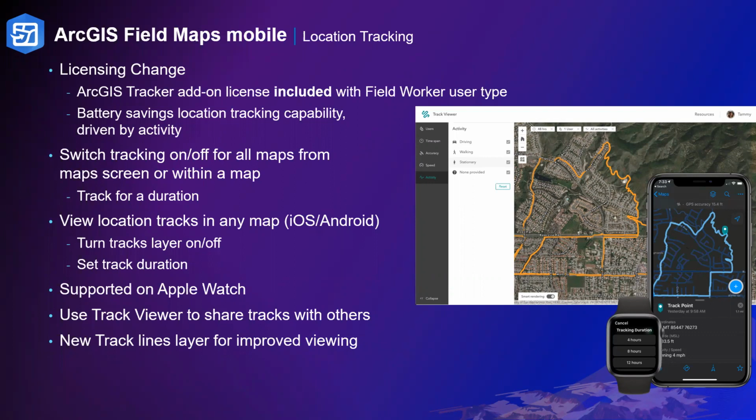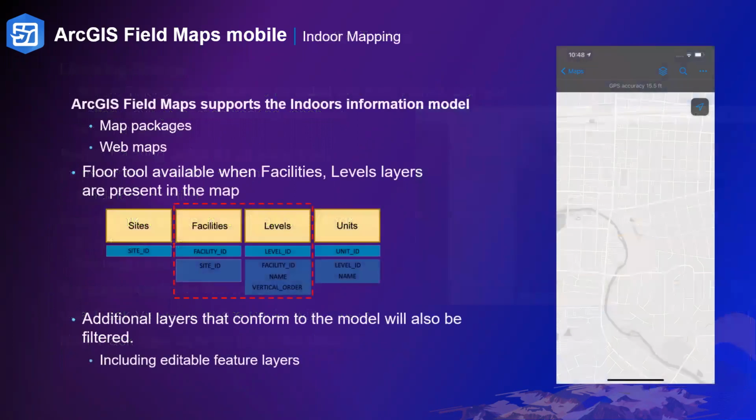I don't think we have a white paper on some of the testing that they've done. The ability to switch tracker on and off for just one map or for all maps is pretty easy to do. Like I said, it integrates with Apple Watch, so you can see the little graphic there on the right. You can just whack the button on your watch. It also shows up in the app to say, track me for the next 4 hours, or turn tracking off, or whatever. And then you use the track viewer in ArcGIS Online to view and share the tracks.